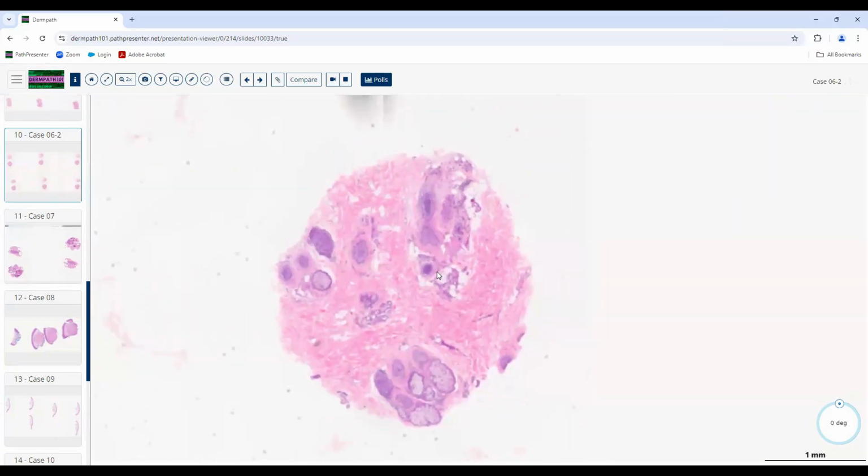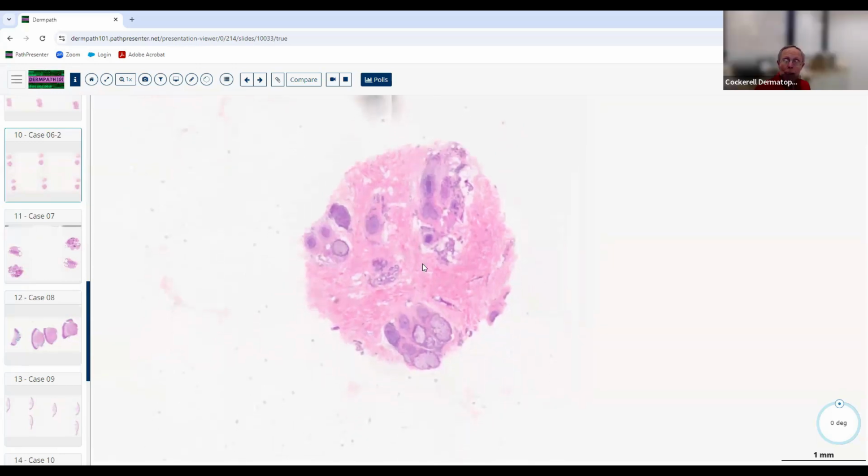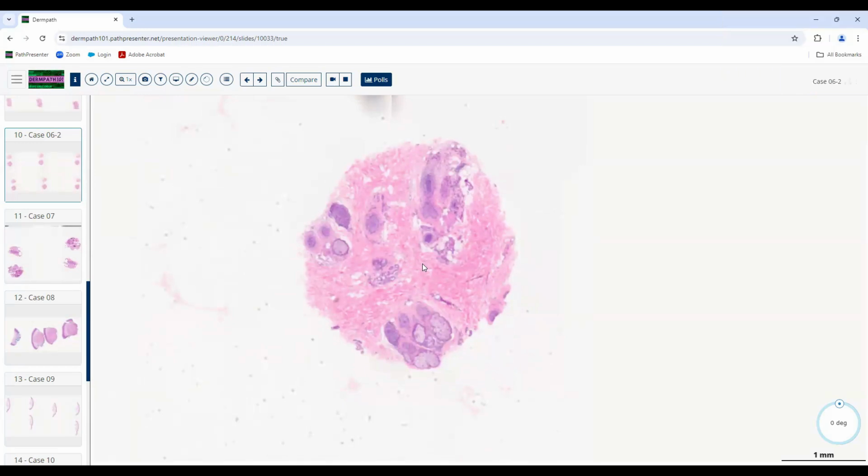So you're right, it is an alopecia. So what's your approach when you're looking at an alopecia biopsy? The first one is to check to see if there is indeed alopecia, so count the hair follicles, and then go into inflammatory versus non-inflammatory.